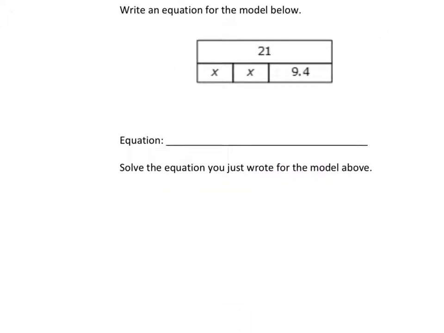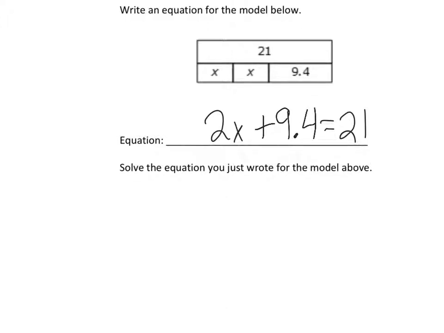So here we have another model, and it wants us to create our equation, and then we need to solve it. So we are given that the entire equation will equal 21. See how 21 covers the entire top part. So we're going to write equals 21 because that is the easiest thing to find. Then we have parts of the equation down here. So since we have an x and an x, that represents 2x. And 2x plus 9.4, add all this together, and it will give us the top part, which is 21. So we have plus 9.4.